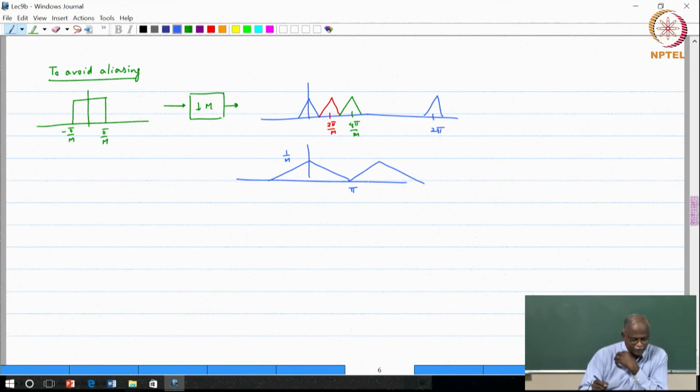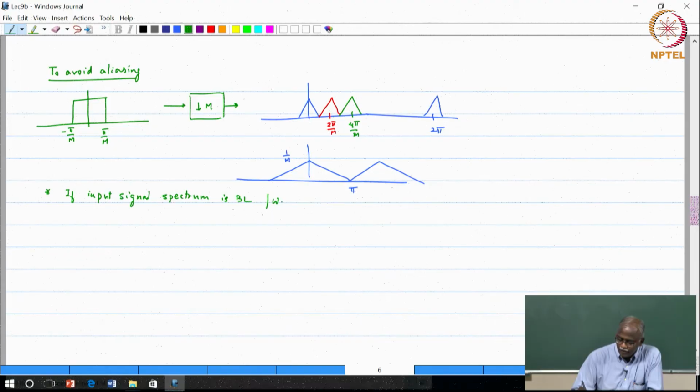If the input signal spectrum, as we have shown, is band limited to pi over m, that is omega c is less than pi over m, that is the cutoff frequency that you have used, or whatever is the band limit of your signal, either through the band limiting process of the filter, then there is no aliasing. Okay, a very important result.